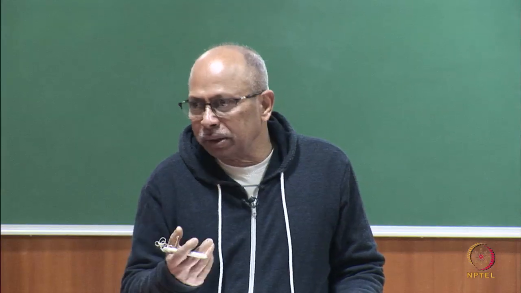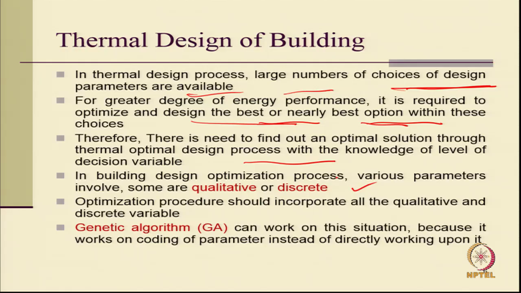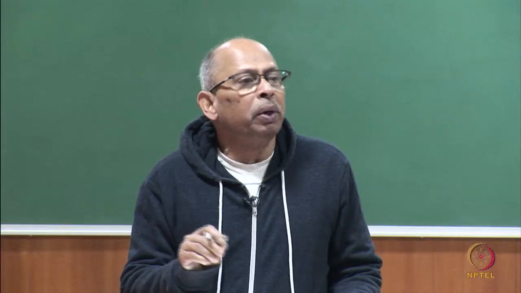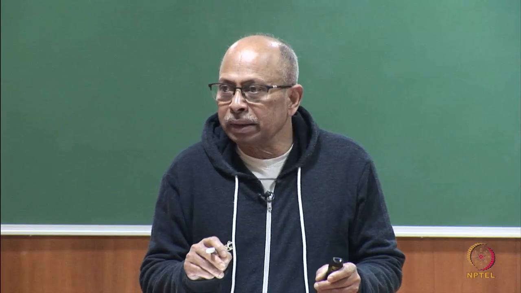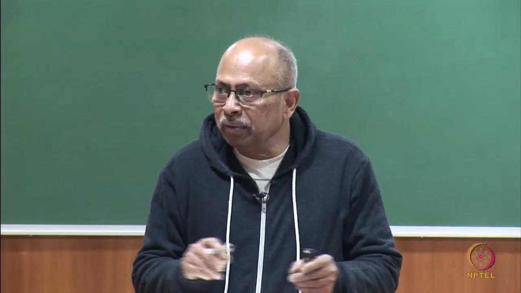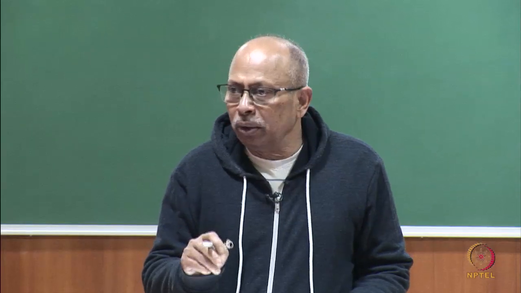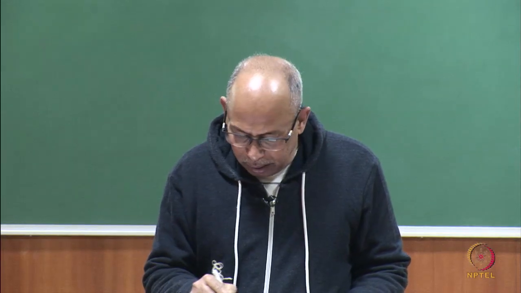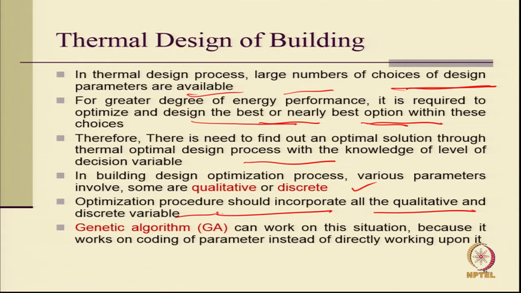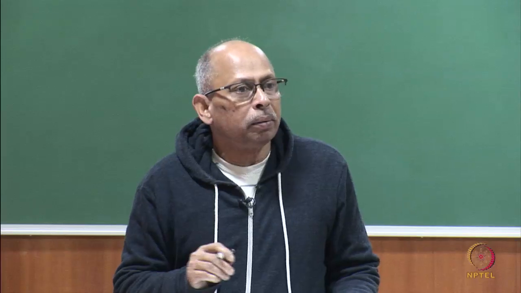Shape is qualitative, that is what we looked at in the last class, and they are discrete, because you do not have continuity from, let us say, a T shape to various aspect ratios of L shape, I mean rectangular shapes. In some cases there can be continuity, but in most cases there may not be. So, the design procedure should incorporate qualitative and discrete variables. An evolutionary algorithm of this kind can work in this situation, because it works on coding of the parameters, it does not deal with the parameters themselves.